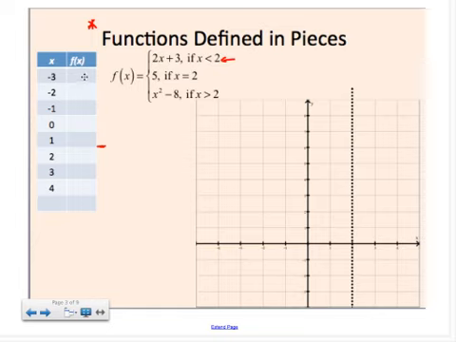So we get negative 6 plus 3 is negative 3, and we get negative 4 plus 3, which is negative 1, and we get negative 2 plus 3, which is 1, and we get 0 plus 3, which is 3, and finally we get 2 plus 3, which is 5. Let's plot those dots real quick. So negative 3, negative 3; negative 2, negative 1; negative 1, 1; 0, 3; and 1, 5.